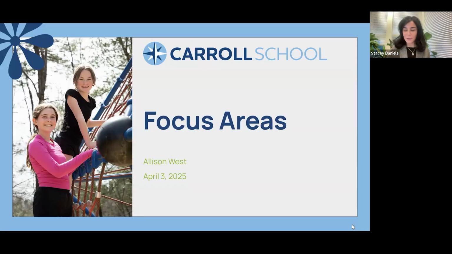We are here with Allison West tonight, who's the division head at our middle school. She's going to explore more deeply focus area and flex block. What's the difference? What sort of drives the groupings and the segmentations in these?